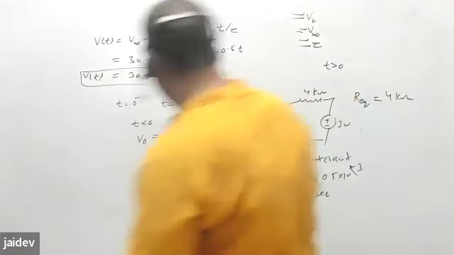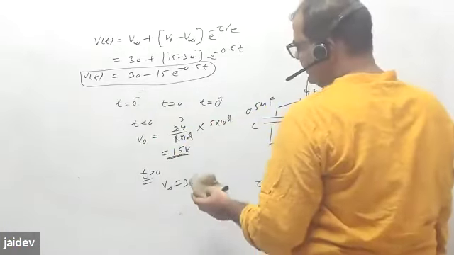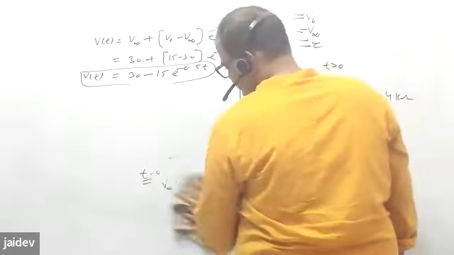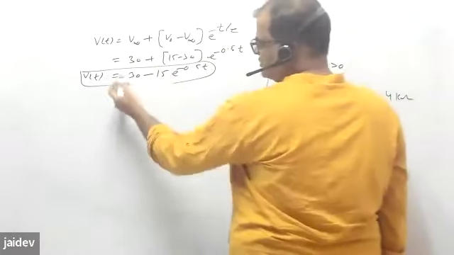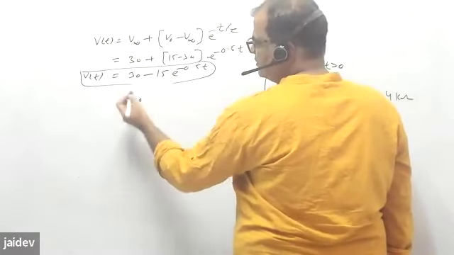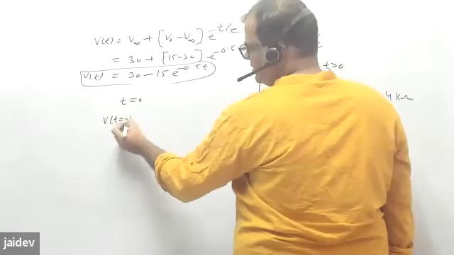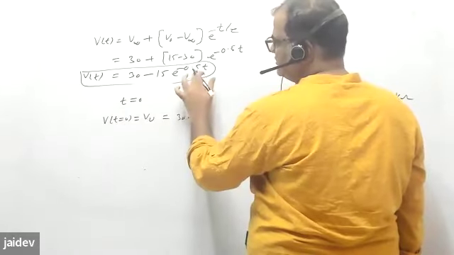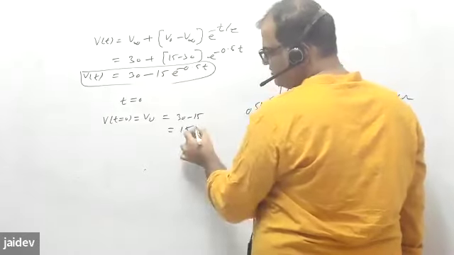Now, let us understand. Is there any student who is finding difficulty to understand this one? Now, this is the equation. Now you can see at t is equal to 0, what is V0? At t is equal to 0, V0 will be equal to 30 minus, this will become 0, 15. Just now we have seen this is 15 volt.